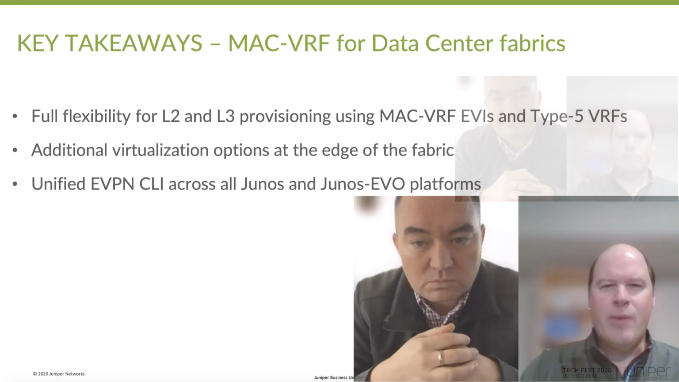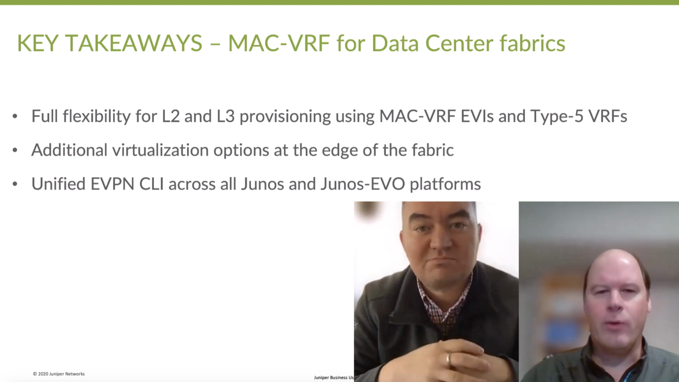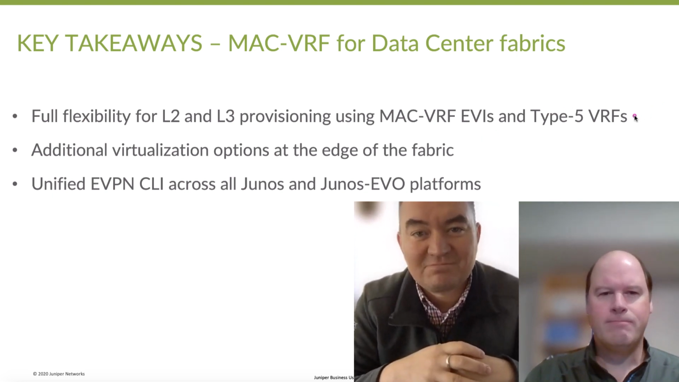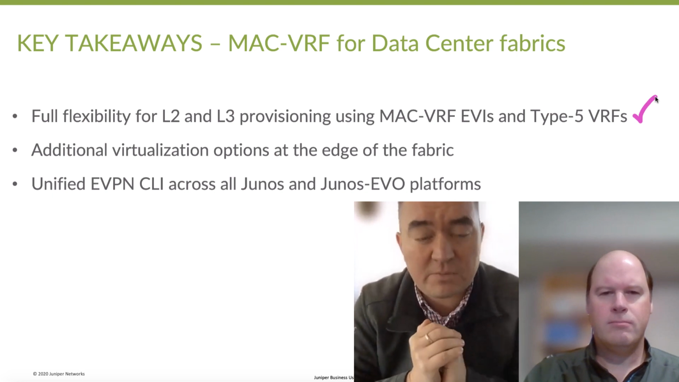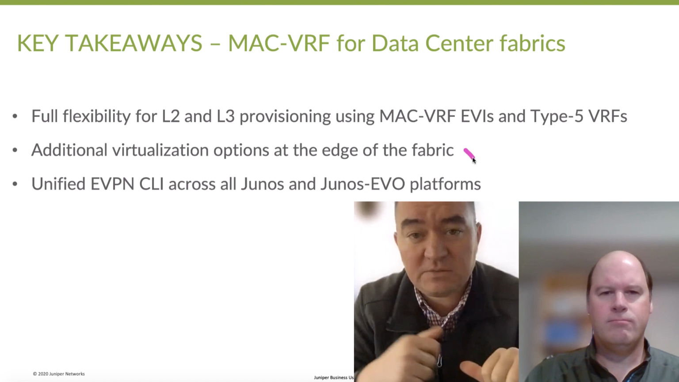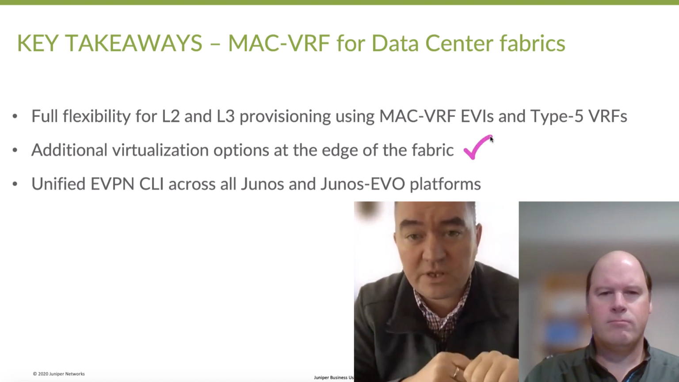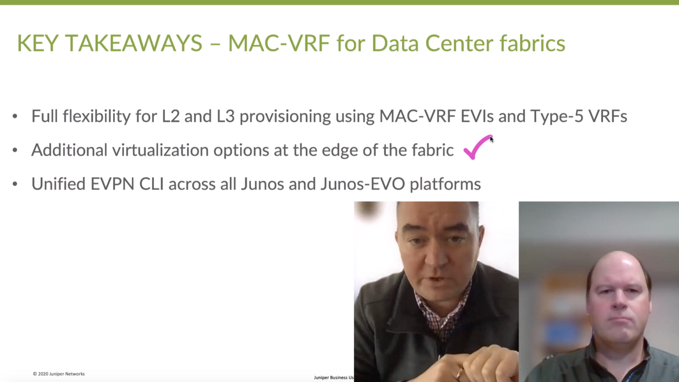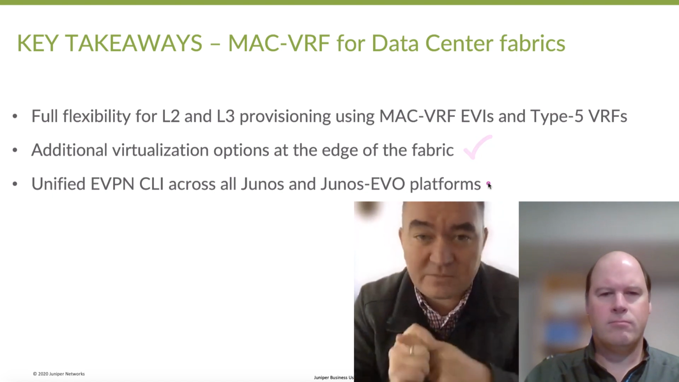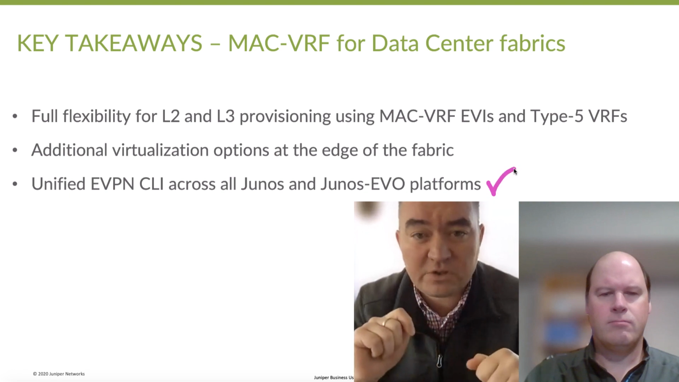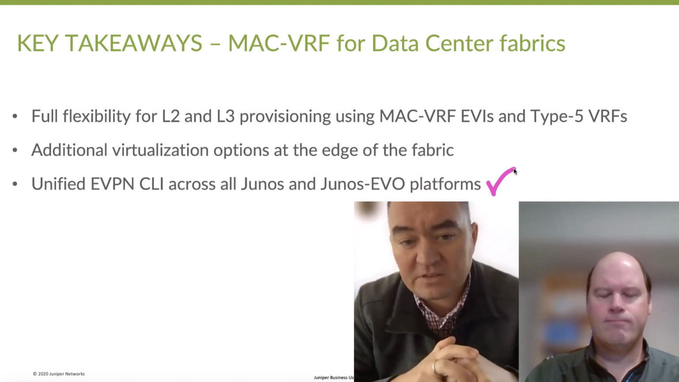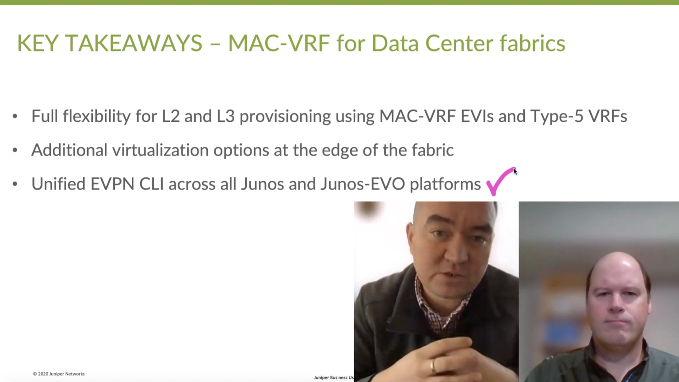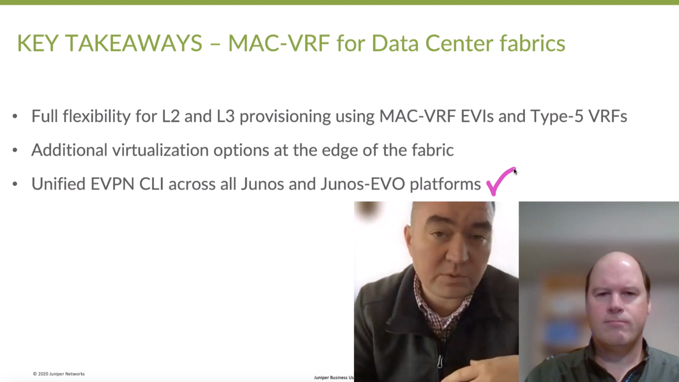All right, Michael, so that takes us to the end of the vlog. Take us home here. What are some of the key takeaways for people to keep in mind? So there are three takeaways, Kieran, for MAC-VRF implementations within the EVPN VXLAN data center fabrics. First one, you get the full flexibility for isolating L2 and L3 workloads within the fabric. Second is that you get that virtualization not only for the prefix isolation, but also for the MAC isolation.